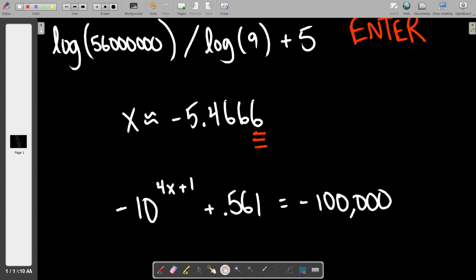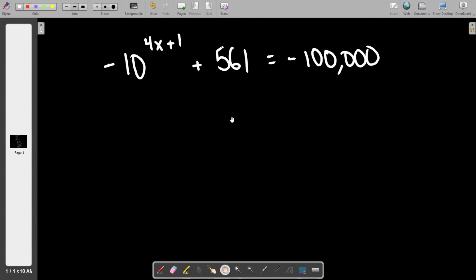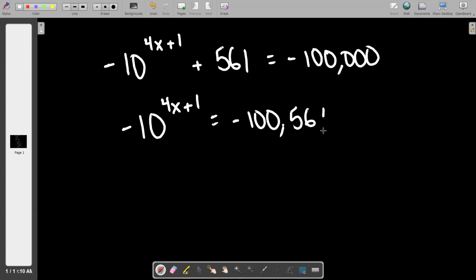Can I scroll past the last example? There are 2 steps necessary to get the power by itself. What are they? In order. No doubt about it. Subtract that 561. So if I subtract the 561 from both sides, my next step would say negative 10 to the 4x plus 1 equals negative 100,560.